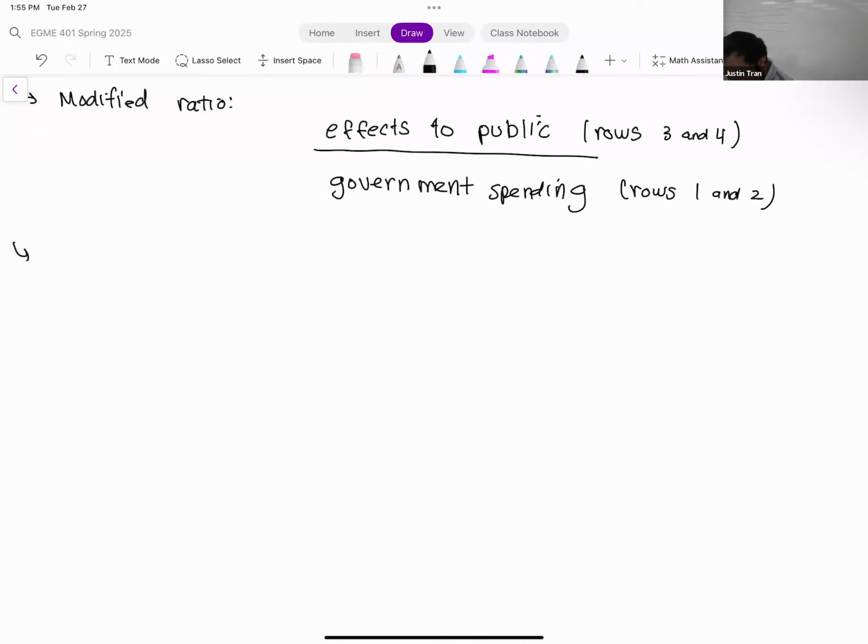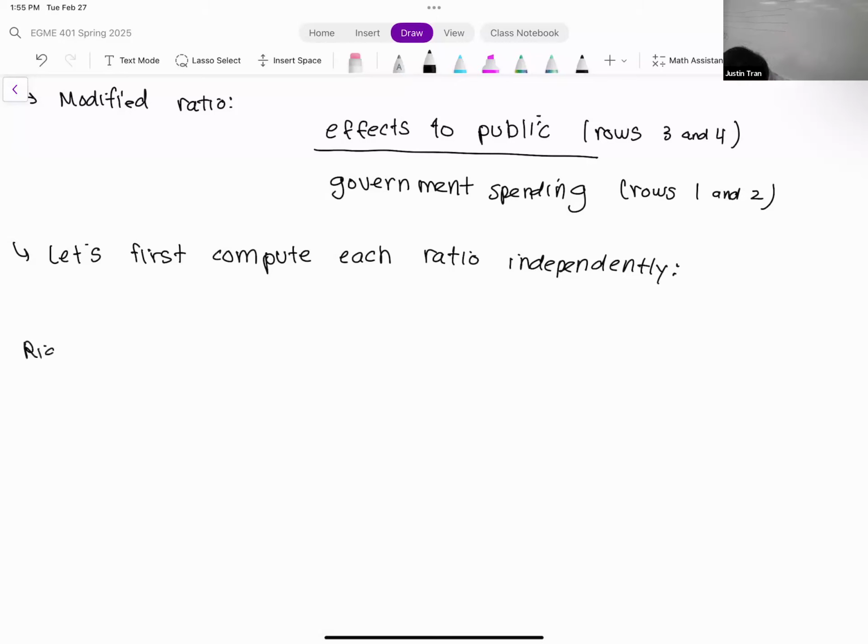All right, so just like we did for the previous example, let's do each one individually first. Even though eventually we know that we're going to have to do the increment, just to get some more practice, let's do each ratio independently. Okay, so let's do right turns first.